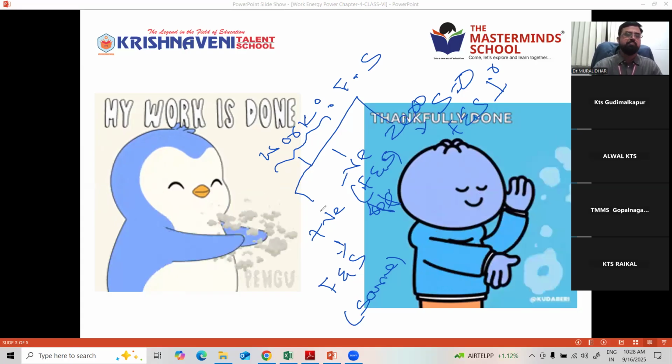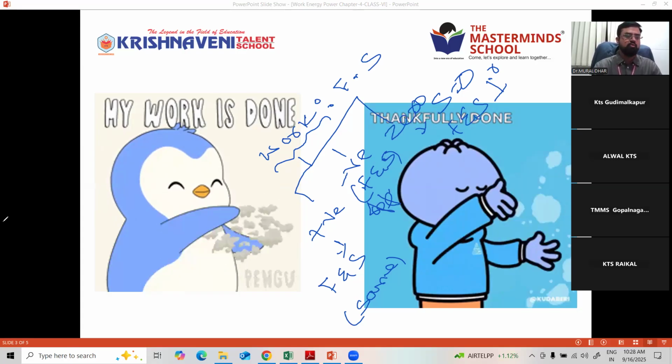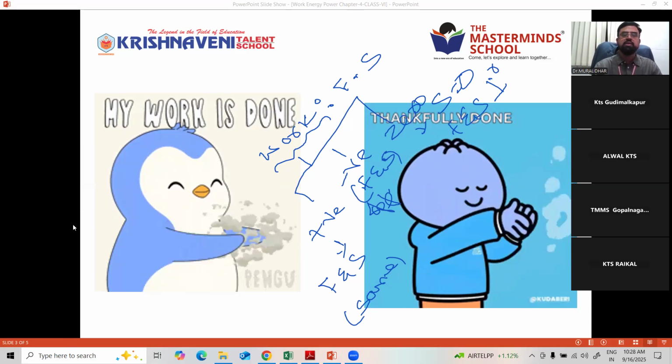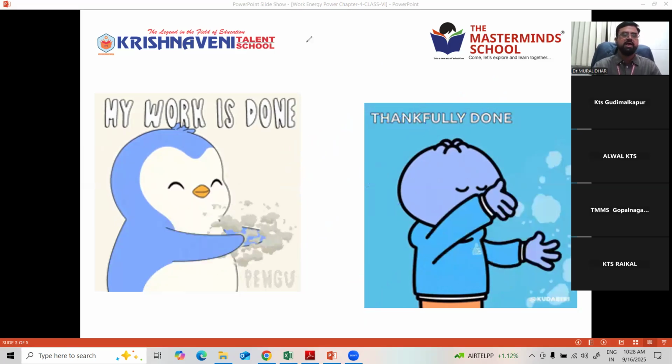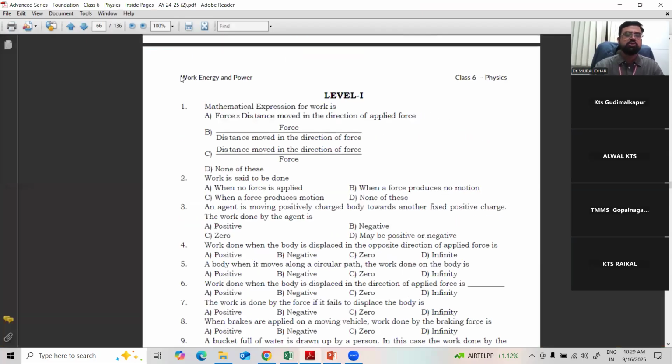Right. So this is the complete picture about what is work done and what are the three types of work done as per physics: positive work, negative work, and zero work. Based on that, some questions are also there. You can solve them, take the time. The mathematical expression for work is force into distance moved. Not force by distance, not distance moved by the force, none of this.